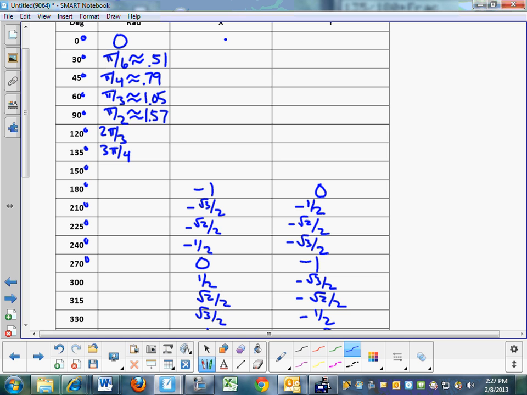They all divide by 30, 60, or 45. So how about 150 over 180? 5 over 6, good. 5 pi over 6. 180 over 180? Pi.